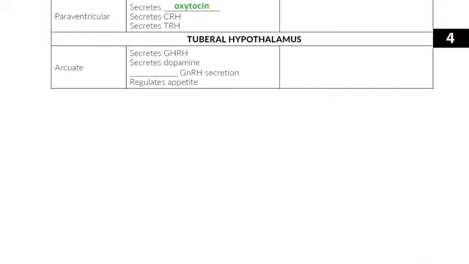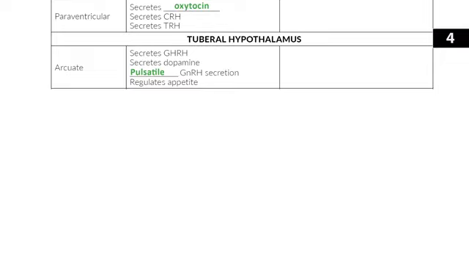The arcuate nucleus has a bunch of functions. It secretes growth hormone-releasing hormone, which again is a releasing hormone that regulates the anterior pituitary. It secretes dopamine, which regulates the anterior pituitary by inhibiting the release of certain pituitary hormones like prolactin. The arcuate nucleus is also involved in making sure that gonadotropin-releasing hormone is released in a pulsatile manner, which is important for normal ovulation. So both the preoptic nucleus and the arcuate nucleus are involved in GnRH secretion.